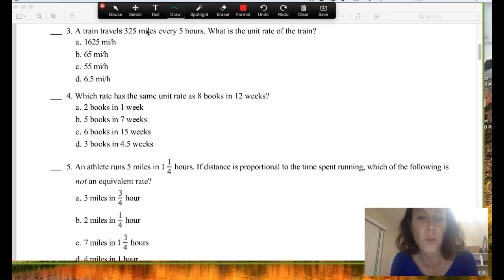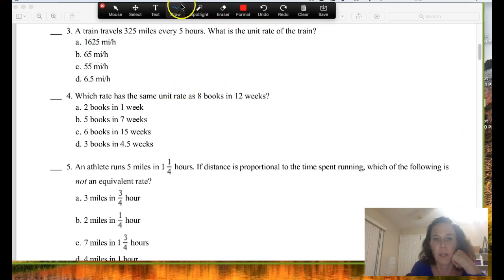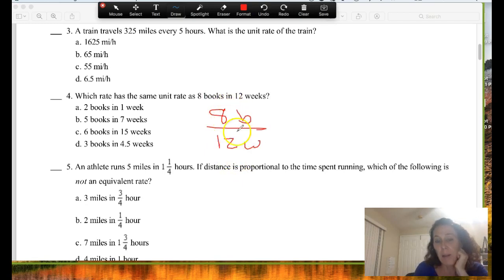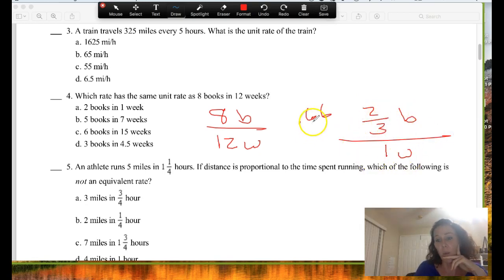Okay, number 4 says which rate has the same unit rate as 8 books in 12 weeks? Now, if I did 8 books to 12 weeks, and I want to find a unit rate, I'm going to divide this by 12. And it's going to be less than 1 book a week. So if I take 8 and divide it by 12, I'm going to get 0.6. Okay, if I reduce this fraction, it's actually 4 goes into 8 2 times, and 4 goes into 12 3 times. So it's 2/3 of a book in 1 week is what it would come down to. 2/3 of a book in 1 week, or 0.66 of a book in 1 week.